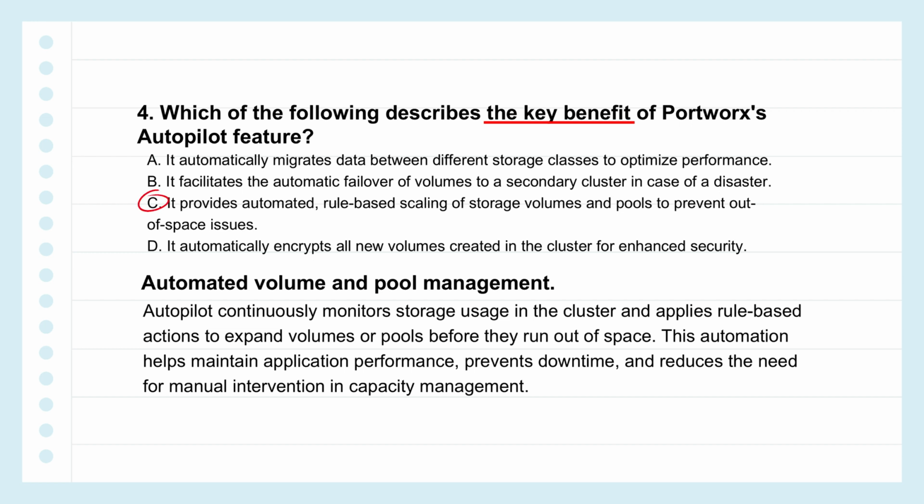Well, watching consumption. It constantly monitors how much storage is being used in your cluster. When volumes or even whole storage pools get close to their limits, whatever limits you define, Autopilot automatically kicks off an expansion based on rules you set up beforehand. Rule-based scaling. Exactly. It's not just convenient, it's about keeping your apps running without hitting storage walls. Continuous availability, consistent performance.